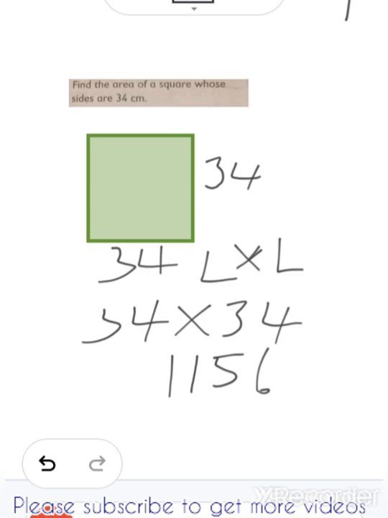The first one was: find the area of a square whose sides are 34 centimeters. This is a square, the sides are 34 centimeters, this is also 34. How do we get the area of a square? It is length times length, or side times side. Our side is 34, so 34 times 34, you just multiply, you get 1,156 centimeters squared.